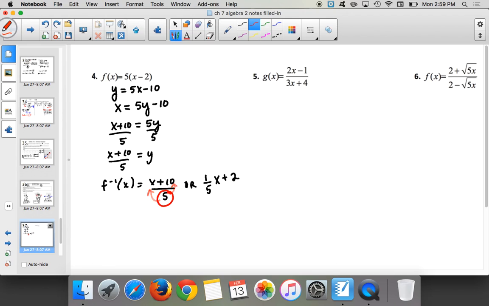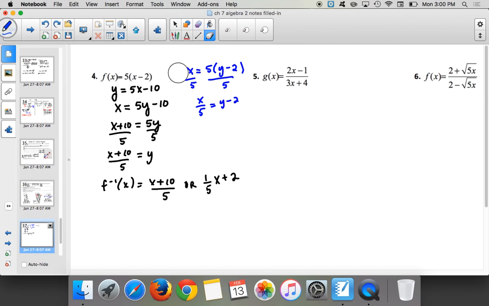It's the same thing. But the reason your friend might get 1/5 x plus 2 is because maybe they started with the original and switched their x and y, and they didn't distribute that 5 in. They just went ahead and divided by 5 before they began. So they had x over 5 equals y minus 2, and then they added the 2 over. Does that make sense? So just know that you could have something slightly different. At least, are you with me?